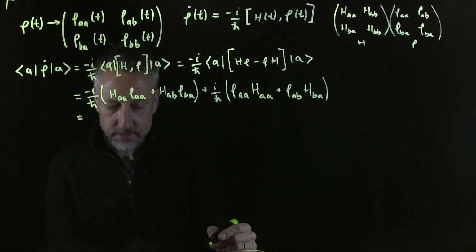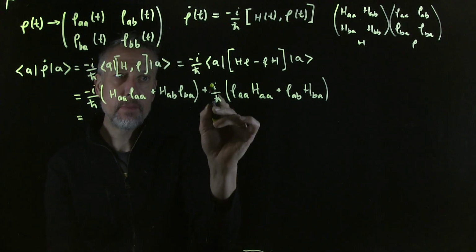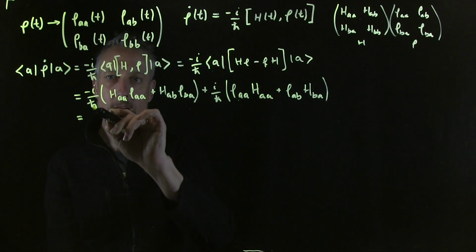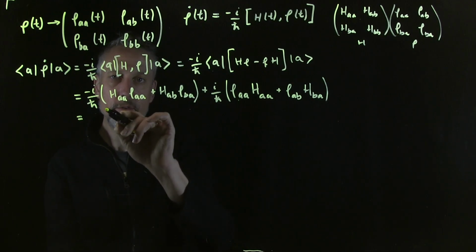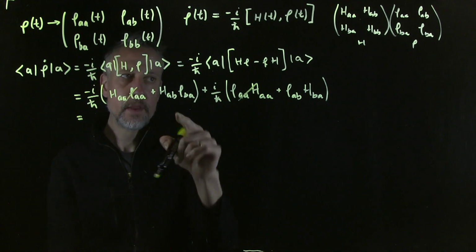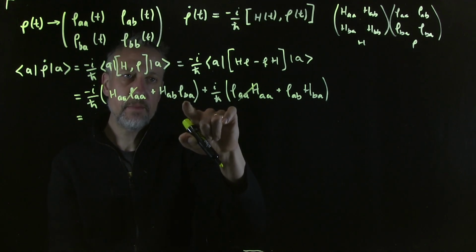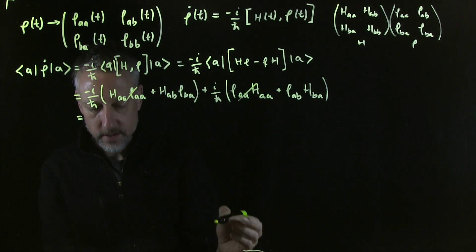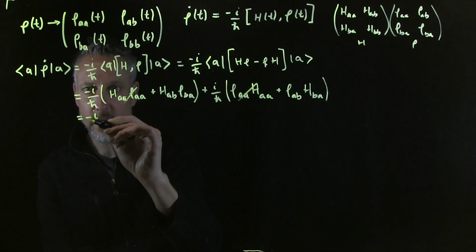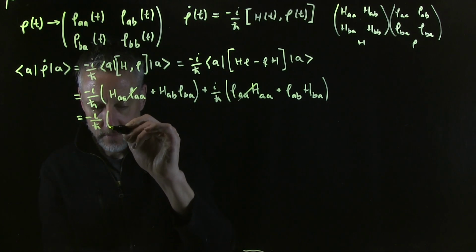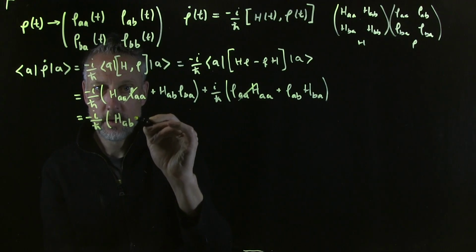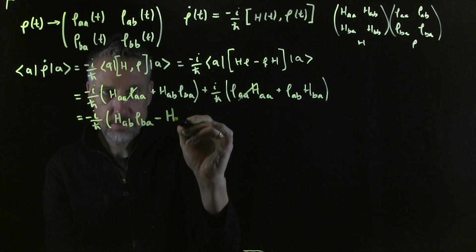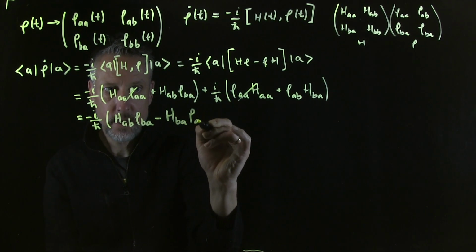All right, so what do we see here? We notice we have a plus i over h bar for rho AA HAA over here, and a minus i over h bar HAA rho AA, okay? So those terms cancel out. But these terms are different. This is HAB rho BA. This is HBA rho AB. So they're opposites of each other. So those terms survive. So we have minus i over h bar, HAB rho BA, minus HBA rho AB.